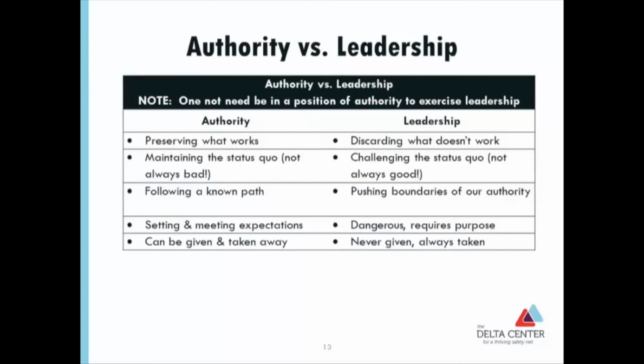But I would say that authority is more useful when you're trying to follow a known path, a path that's based on expertise, it's based on research, right? It's based on authority, right? We know that certain things work. And if those things continue to work, we should continue to do those things. So that's what I mean by following a known path. I'd also say that authority is about a kind of contract for services. It's about setting and meeting expectations of those who authorize you.